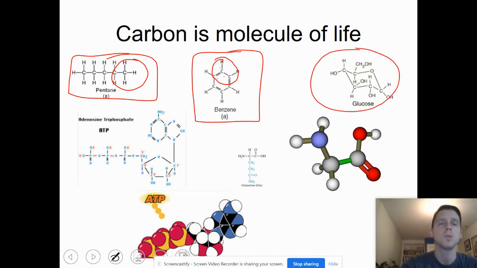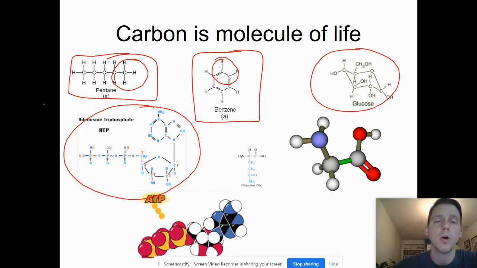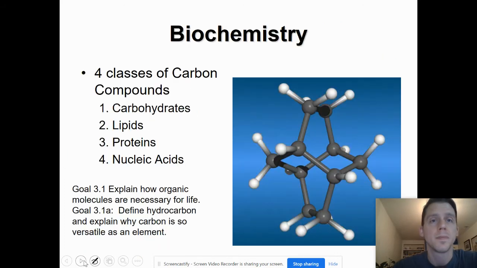There's glucose. Here's something called ATP. So carbon allows us to produce many, many different types of compounds that can have all sorts of different shapes and sizes. They can be long, they can be rings like benzene or glucose. They can be big, long chains like pentane or some of the other molecules. And they can be different shapes. They can be short, they can be long. So carbon allows us to do many different things.